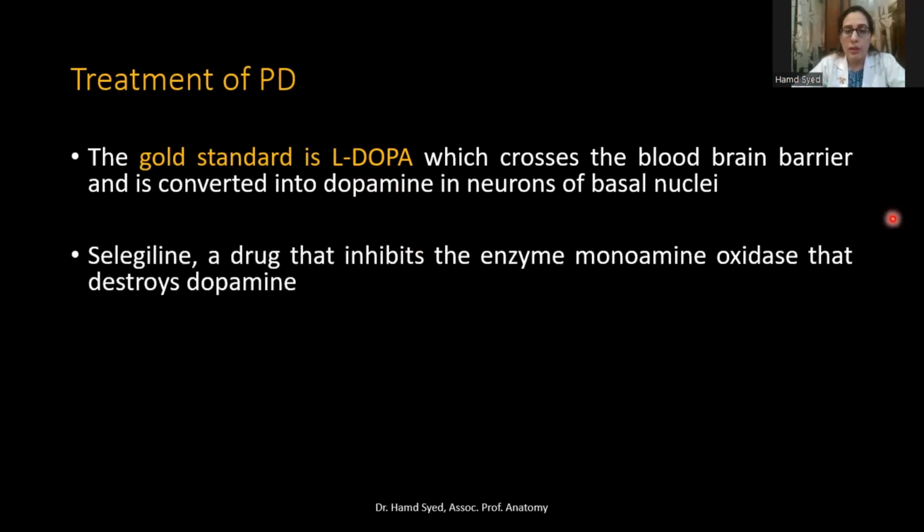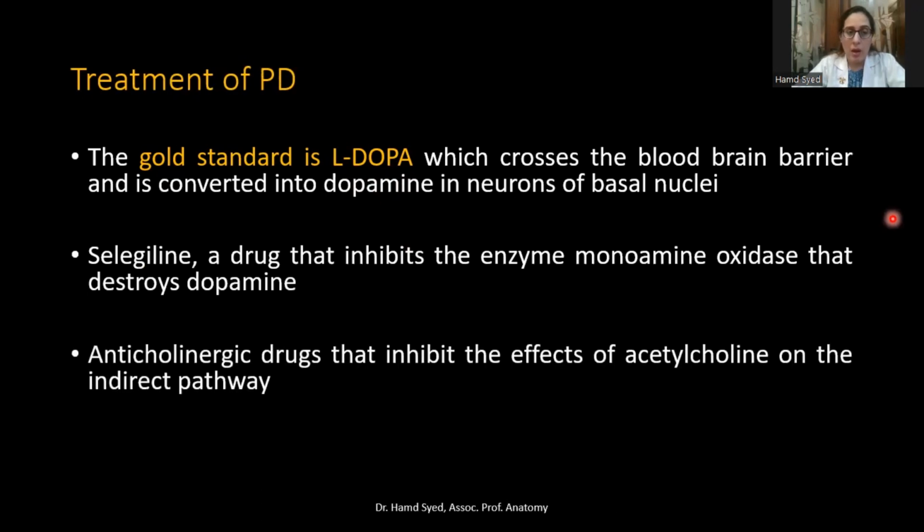Also, the drug selegiline can be given because it inhibits the enzyme monoamine oxidase, the enzyme that destroys dopamine. Anticholinergic drugs can also be given to patients of Parkinson's disease, as they will inhibit the effects of acetylcholine on the indirect pathway and cause relief of the signs and symptoms.